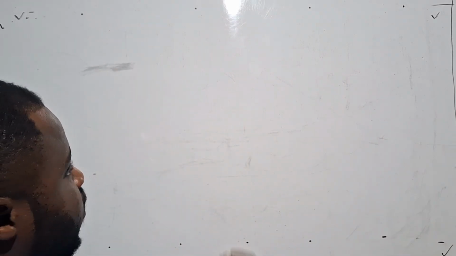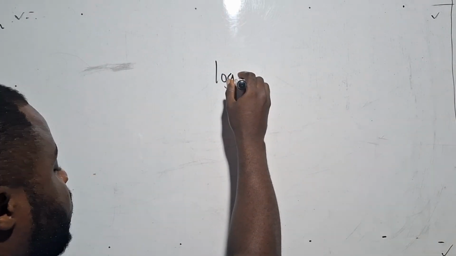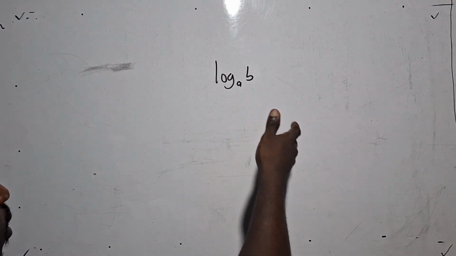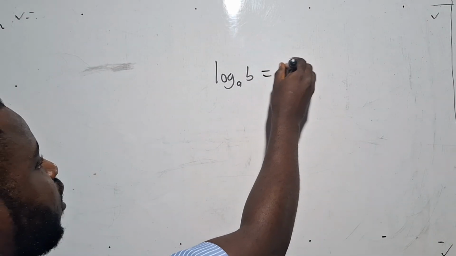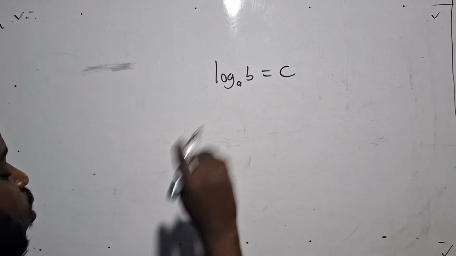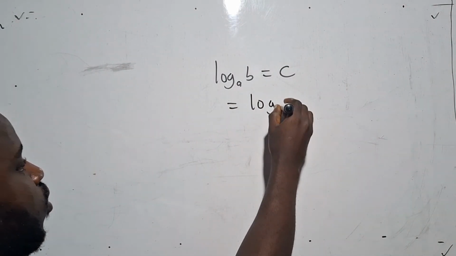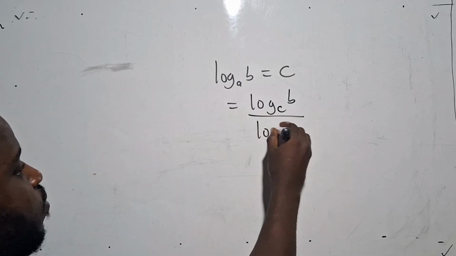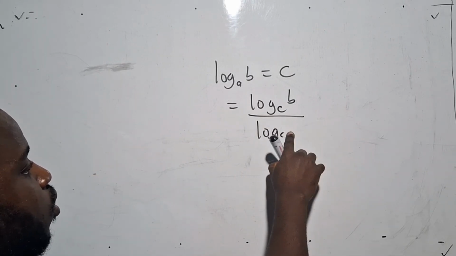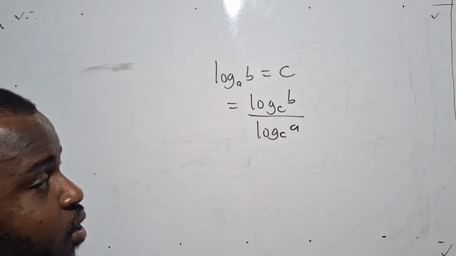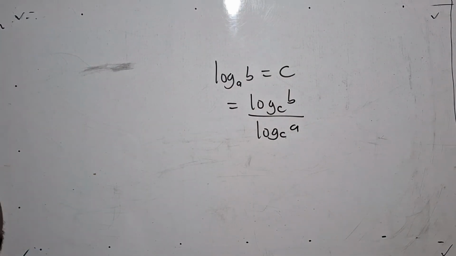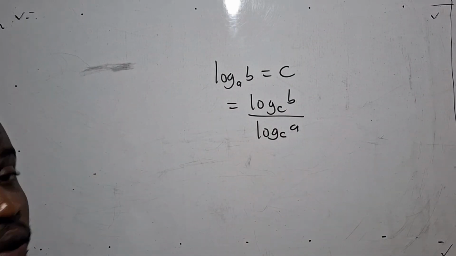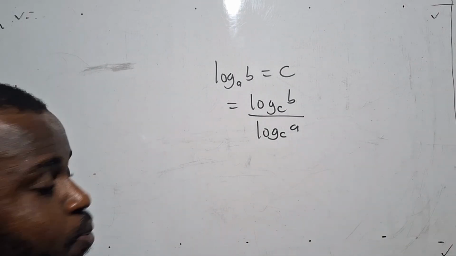So the change of base method: let's say we have log base A of B, and assume the answer we are going to get is C. We end up having something like log to the base C of B all over log to the base C of A. This means we have changed the base and we are going to get the same answer.